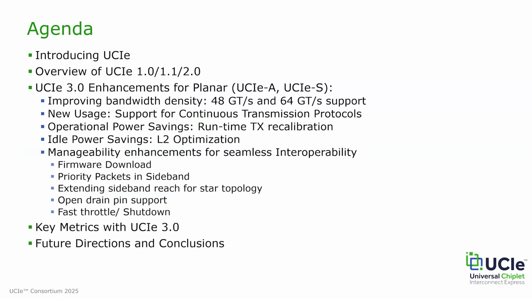Now, here is the agenda for today. We'll start off by introducing UCIe, then provide an overview of the past three specifications, UCIe 1.0, 1.1, 2.0, and then delve into the 3.0 enhancements, which are for planar interconnects, namely UCIe-S for standard and UCIe-A for advanced. These are things like improving bandwidth density. We are doubling the data rate to 64 gig. We are adding support for a new usage model. We'll talk about that, continuous transmission protocols.